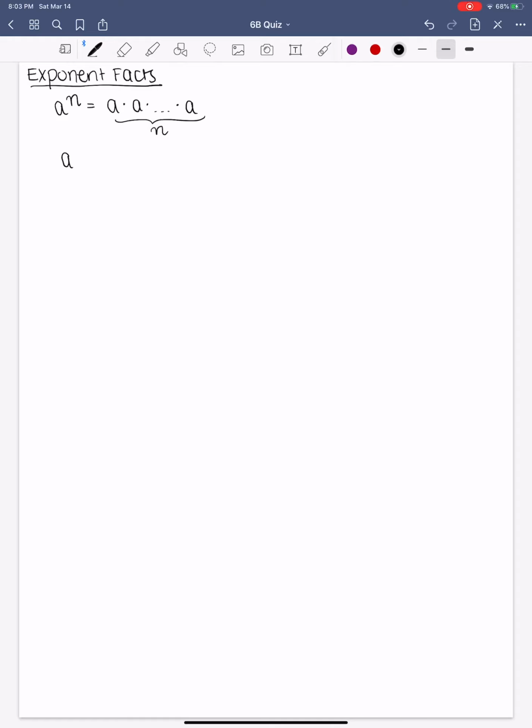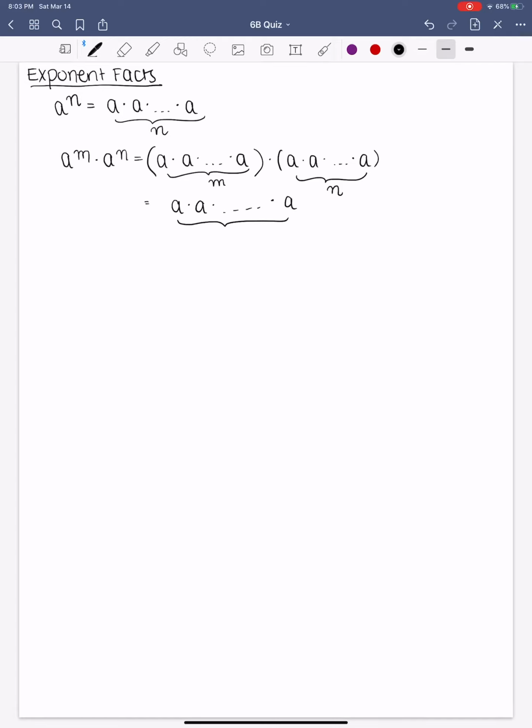So first of all, if I have a to the m times a to the n, if I use the definition, a to the m involves taking a and multiplying it by itself m times. And a to the n involves taking a and multiplying it by itself n times. If we combine all of the a's together, we actually get m plus n of them. So this is how we know that this is equal to a to the m plus n.